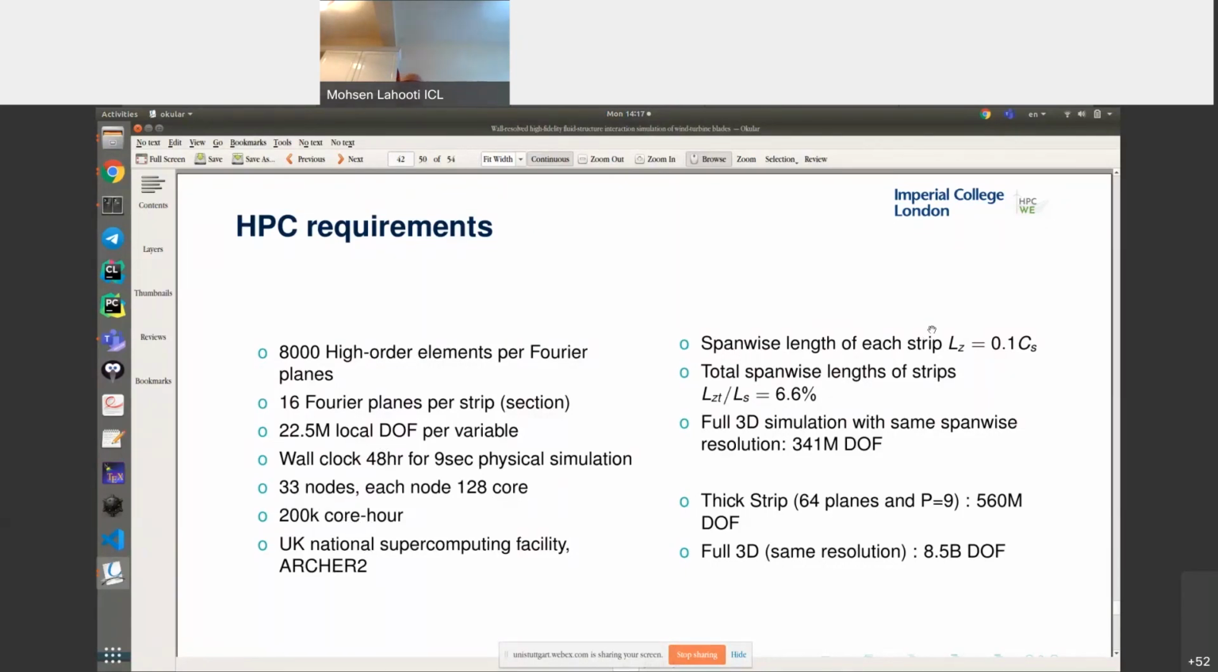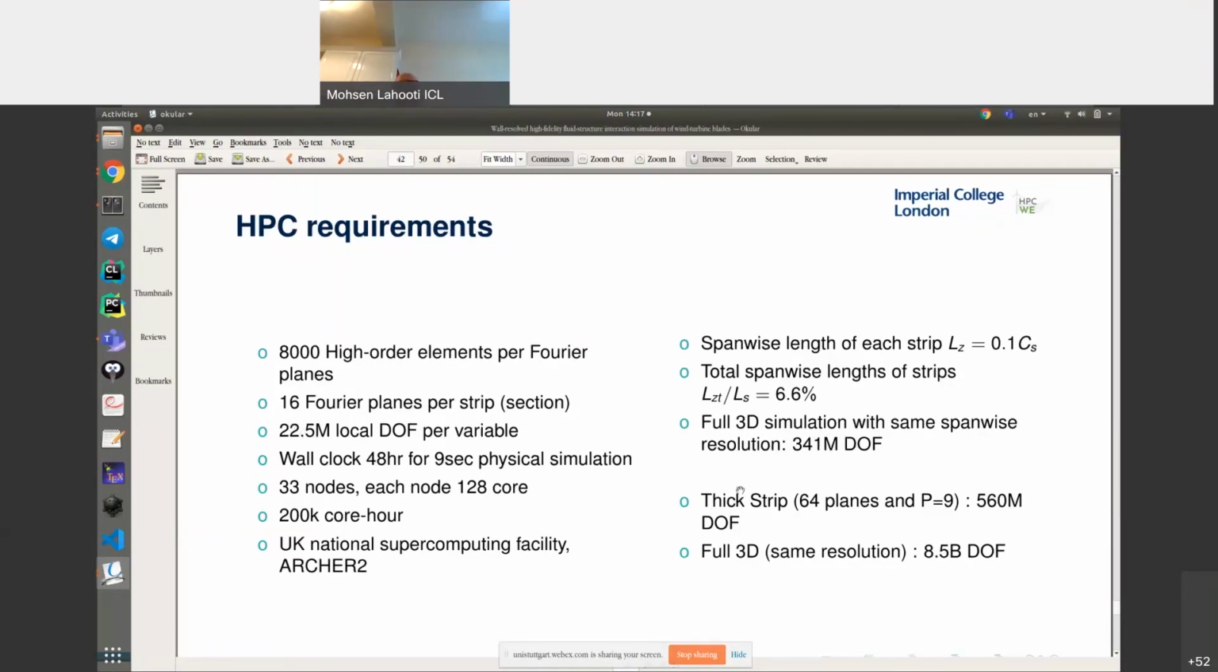However, each strip has a span-wise length of 10% of its local chord. So the total span-wise length that we cover with these 11 strips is 6.6% of the total span-wise length of the blade. If we want to do the same simulation with the same resolution, without changing the resolution, with a full 3D simulation, we will end up with 341 million degrees of freedom compared to the 22.5 million.